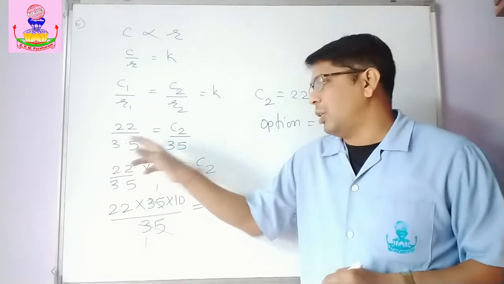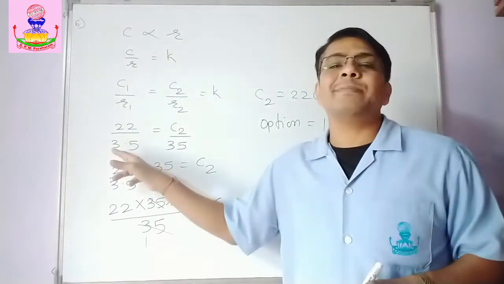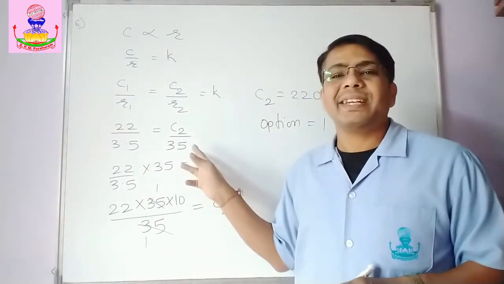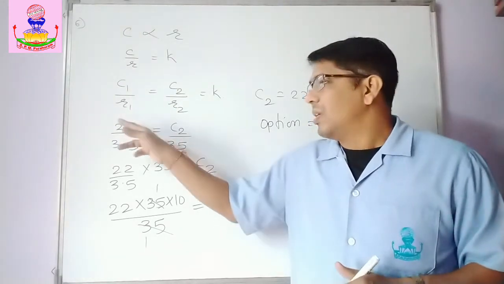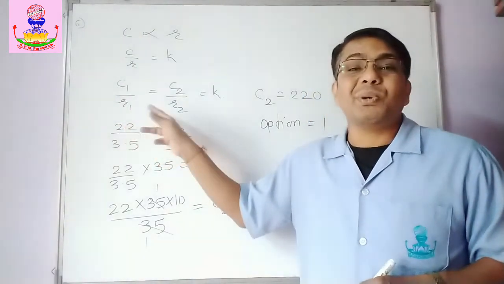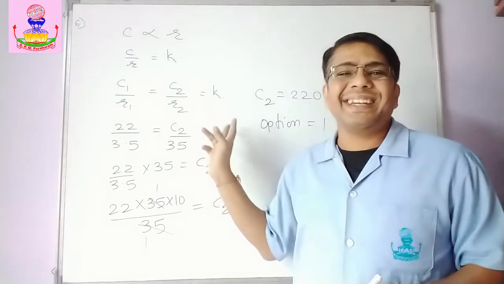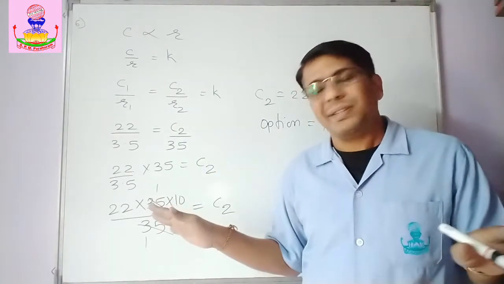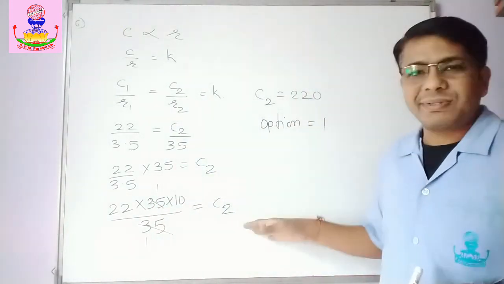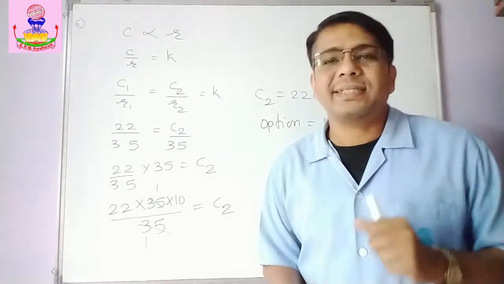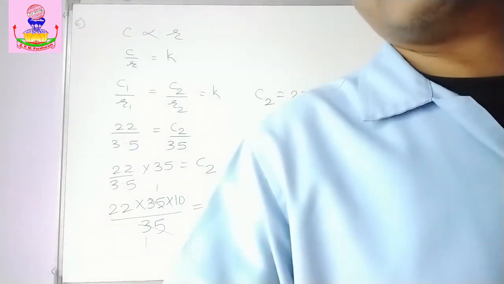Actually you come to know here only that 3.5 has increased. When I multiply 3.5 by 10 times, I get 35. So, common multiple, 22, I multiply by 10, I get 220. Finished. Okay, just for your understanding, I have solved this. Right? Now, next example.